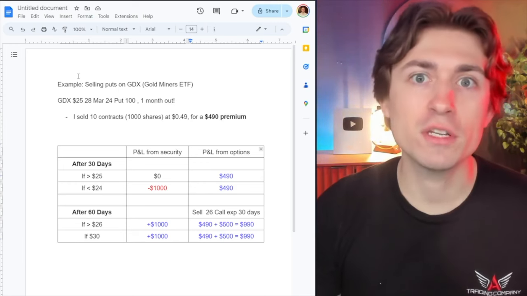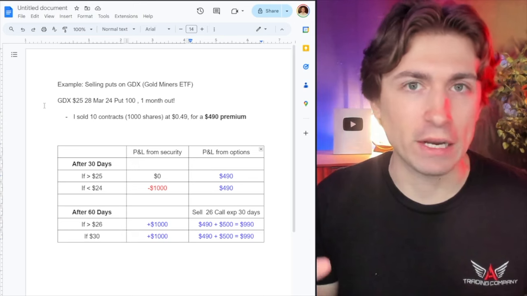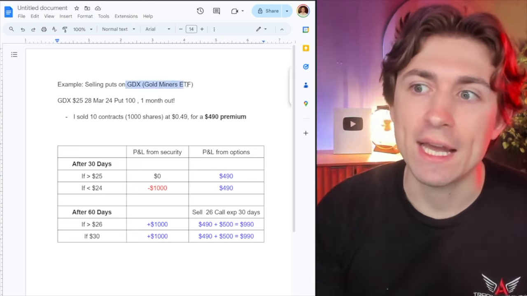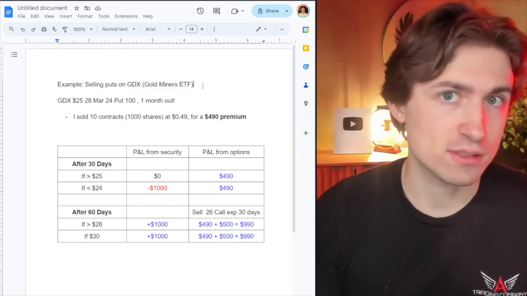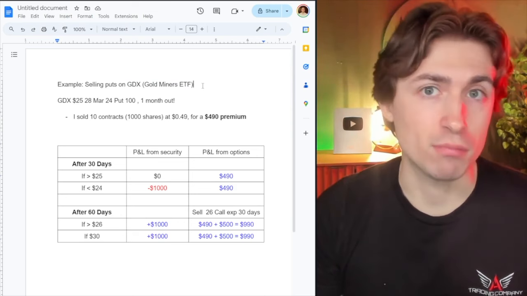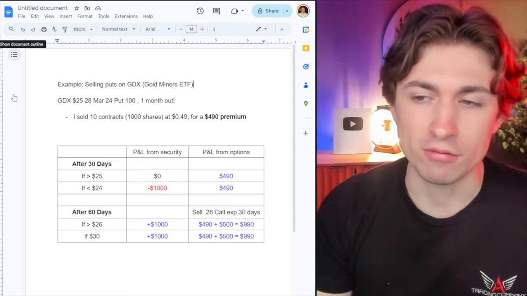Okay, so now I figured we'd do a simple example, and this is actually one that I'm in right now, and I'll show you that in a moment. Going back to our GDX, which is the gold miners ETF, let's just say I'd like to sell puts and start a wheel strategy on this. Let's break down how much money I could potentially make in this scenario. In fact, this is a trade that I'm doing myself right now.